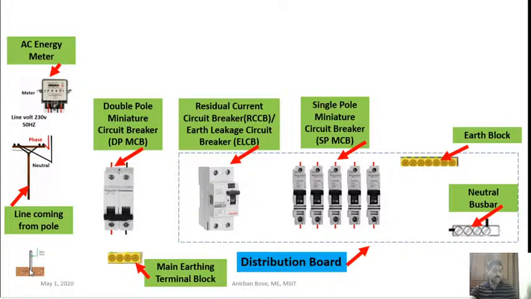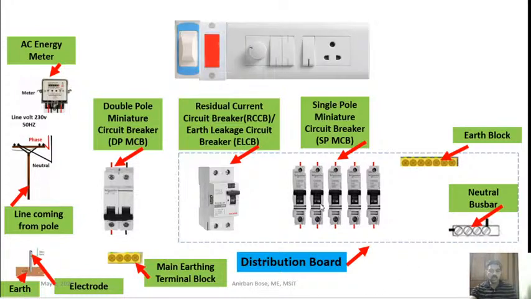a metallic electrode that is grounded or buried in the ground. Here you can see, this is one of the ways by which you can do earthing: simply a metallic rod buried into the ground. So this is the electrode, a simple metal, and this is the earth.